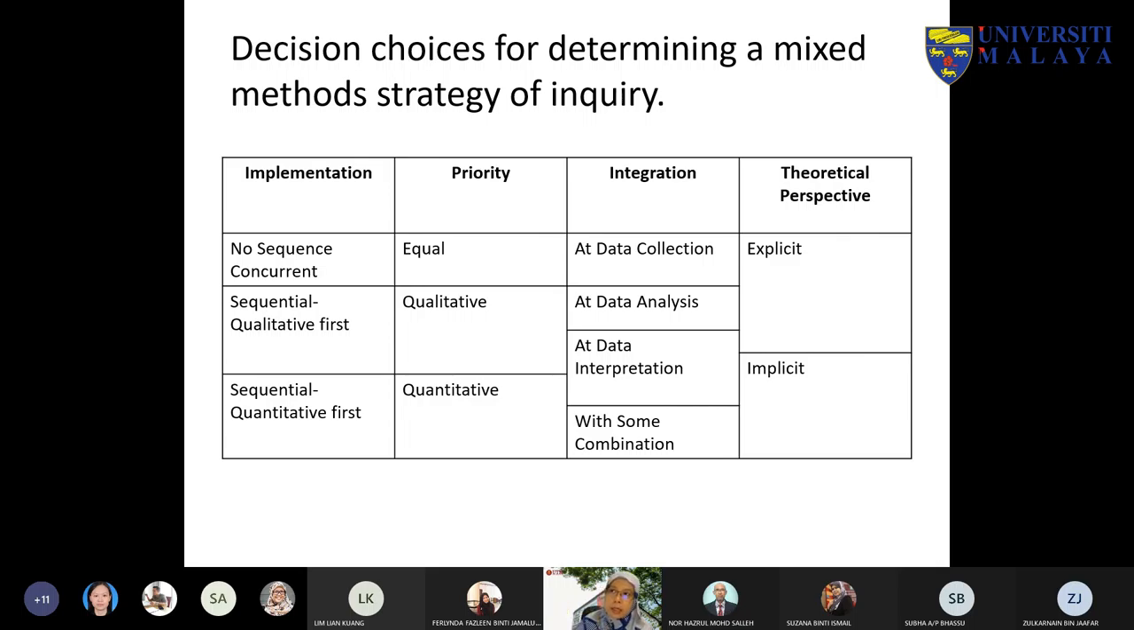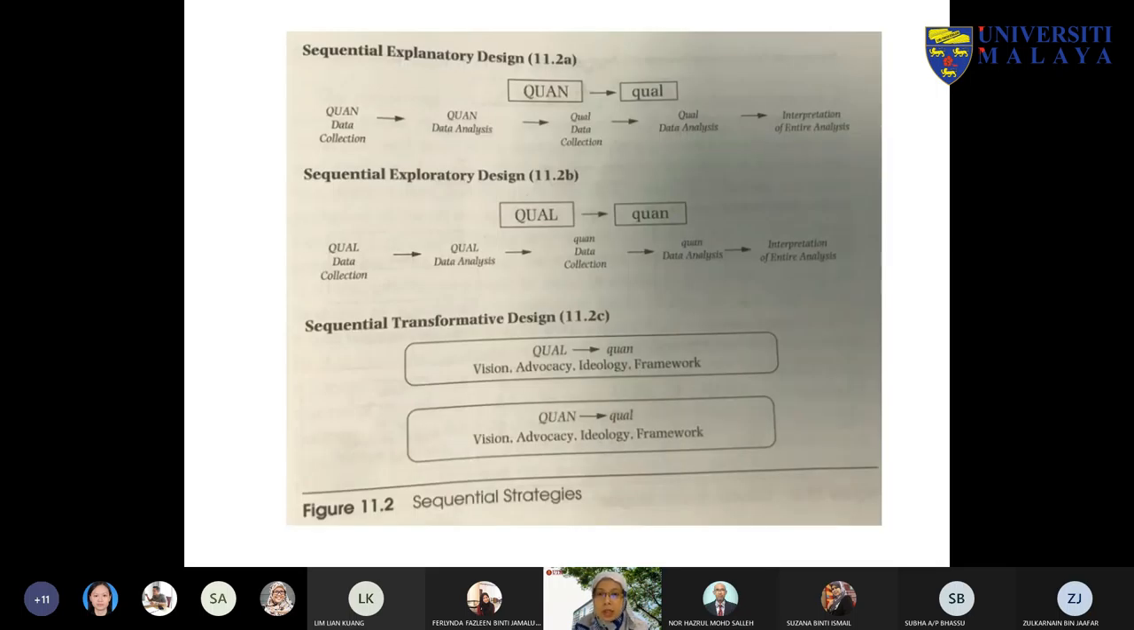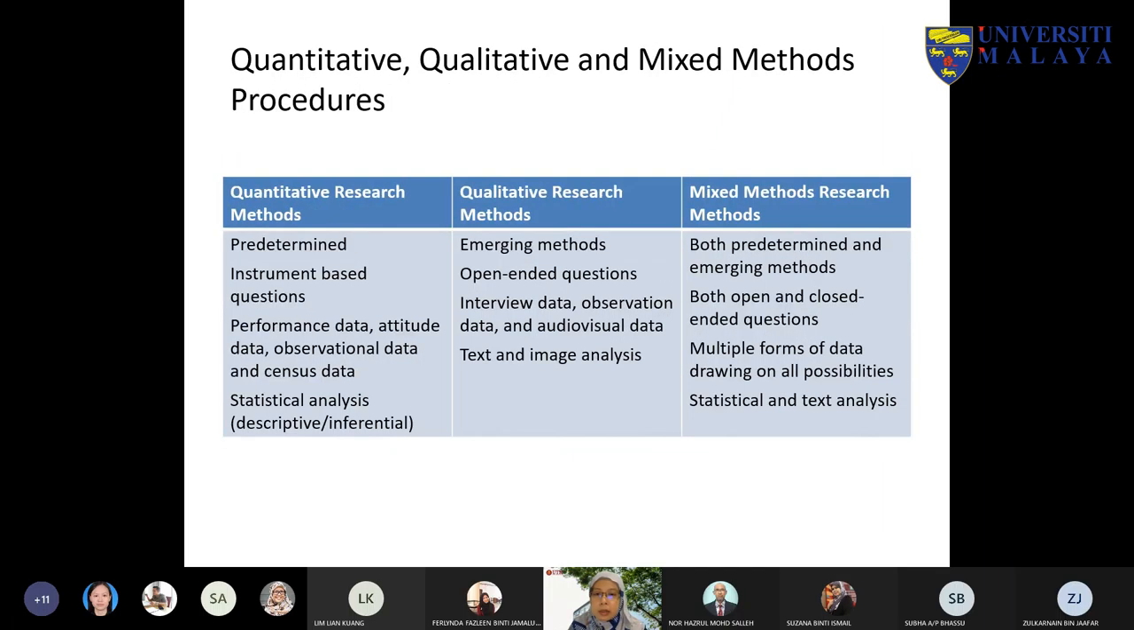Closed means the answer is already given, like a questionnaire survey. And when you plan your research methodology chapter, you must make sure which one comes first. Is it no sequence, or do you start with qualitative first, or quantitative first? So you must make sure. If you collect data first with quantitative, you must also analyze first with quantitative, okay?